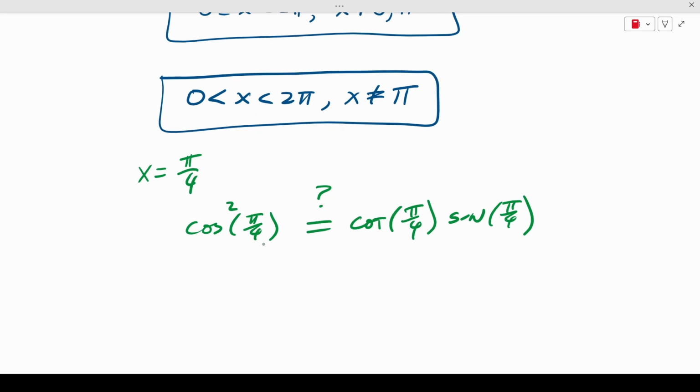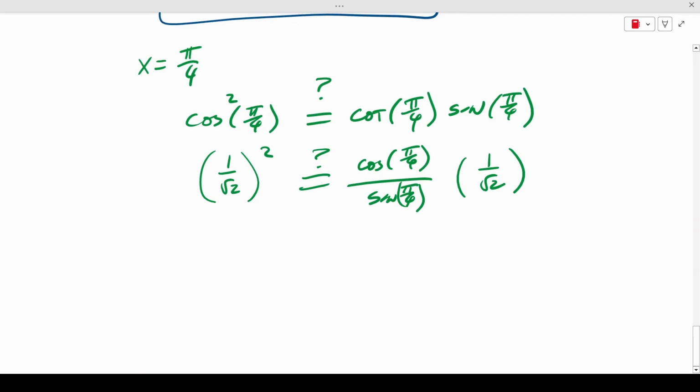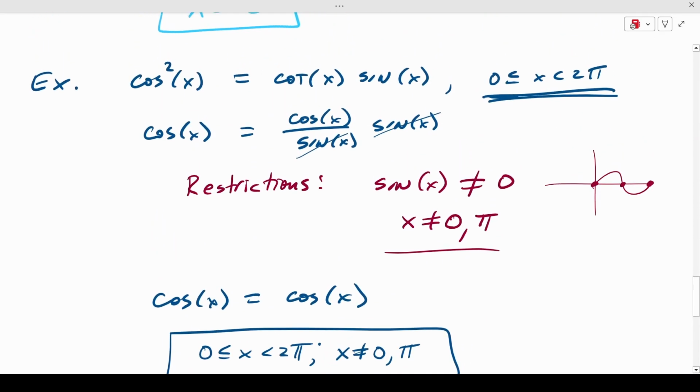So I have cosine of pi over 4. Now cosine of pi over 4 is 1 over root 2. So we have 1 over root 2 squared. Cotangent of pi over 4, well, that's the same as cosine of pi over 4 over sine of pi over 4, times sine of pi over 4. I'll evaluate that one. That's also 1 over root 2. And we have that this is, oh, now hold on for a second. Now, would you look at this?